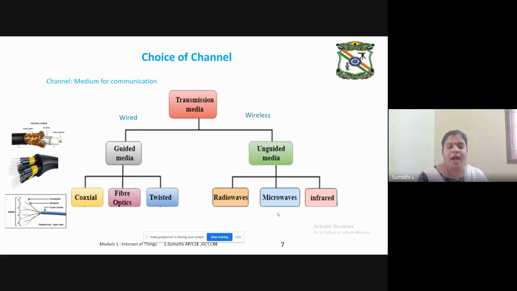Good. From now onwards, our focus will be on wireless. In wireless, you can go for radio waves, microwaves, or infrared. Now, like you gave an example for guided, can you give an example for unguided also?